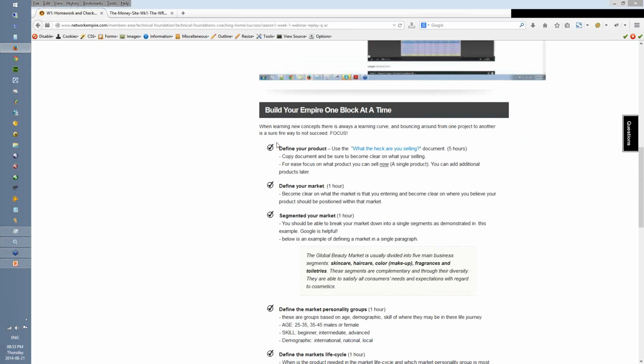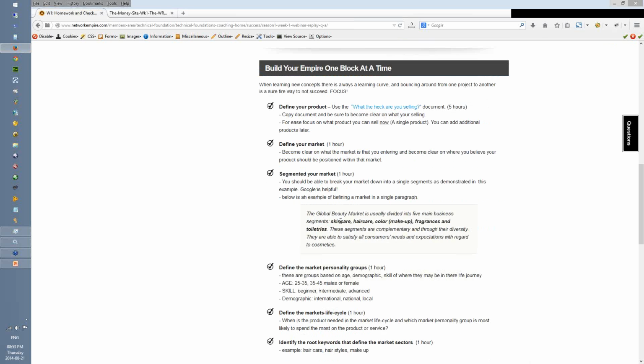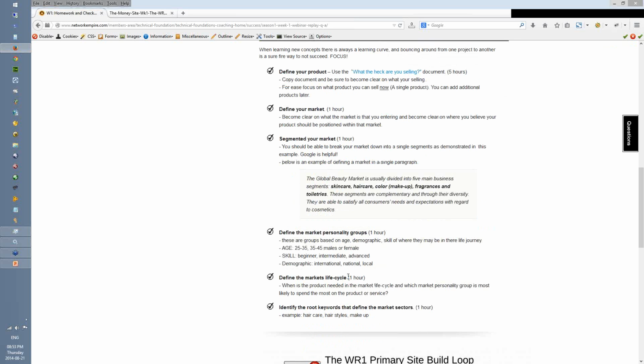So for week 1, we want to define our products, define the market, segment our market, define our market personalities, and look at the market life cycles: what typically do these people buy and how do they buy it. Then we want to identify the root keywords that define these sectors. That's essentially what we want to do for week 1.